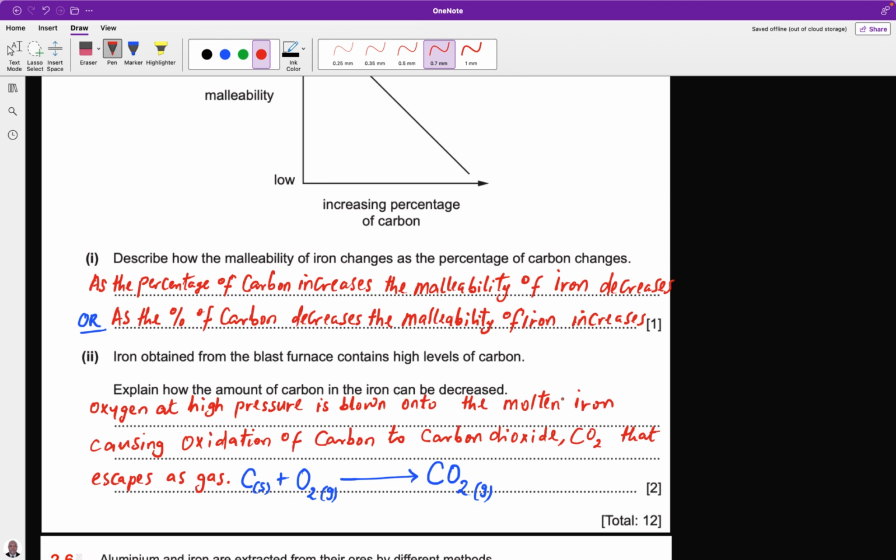So it is very simple. You need to oxidize the carbon in the iron. So how do you oxidize the carbon? Oxidize the carbon in the iron to carbon dioxide so that it can escape. You will blow oxygen at high pressure onto the molten iron, causing oxidation of carbon to carbon dioxide that will escape as a gas into the atmosphere.